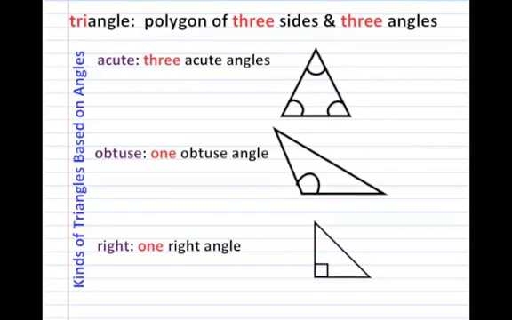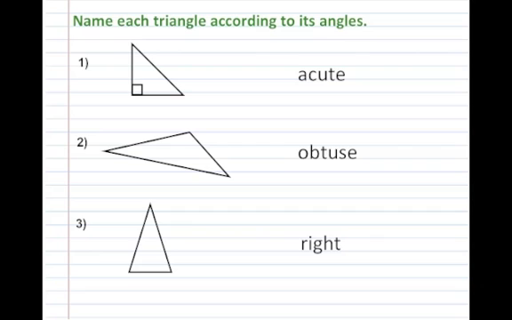And if it has 1 angle that is a 90-degree angle, and remember we use the square to indicate a 90-degree angle, we call it a right triangle. So I want you to sketch these 3 triangles in your math notebook and write their correct name based on their angles. Press play when you're ready to check your work.